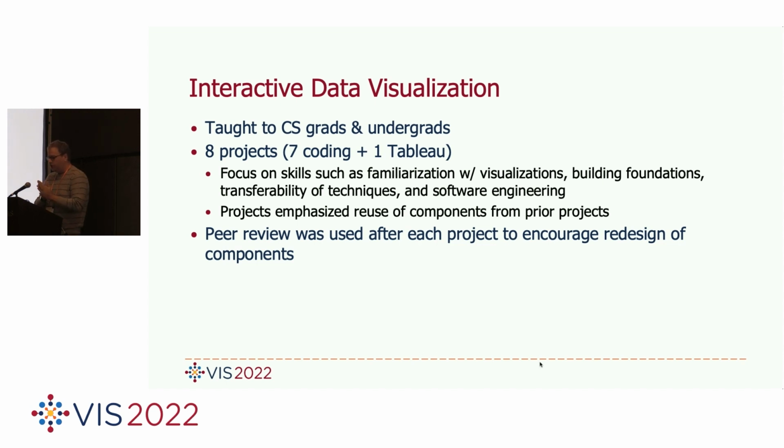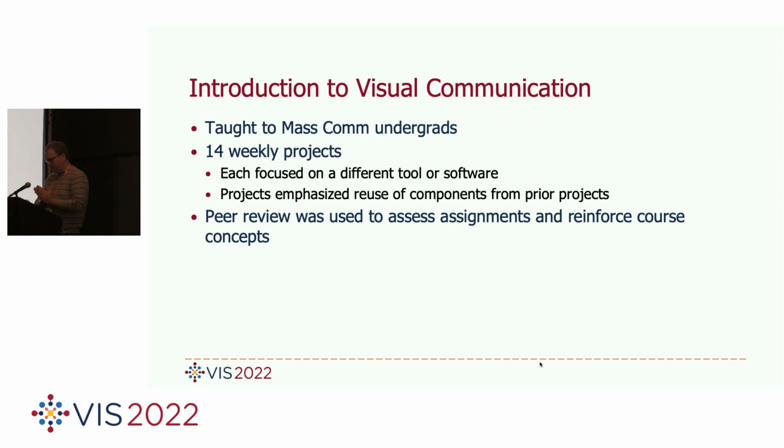So the first one was called Interactive Data Visualization. It was taught once a year to computer science graduates and undergraduates, a cross-listed course. It was a course that had 8 projects. The projects were built upon one another, so peer review is utilized between each of these projects so that students could get some feedback and go right ahead and implement that feedback in their next project. We didn't use the peer review for any form of assessment.